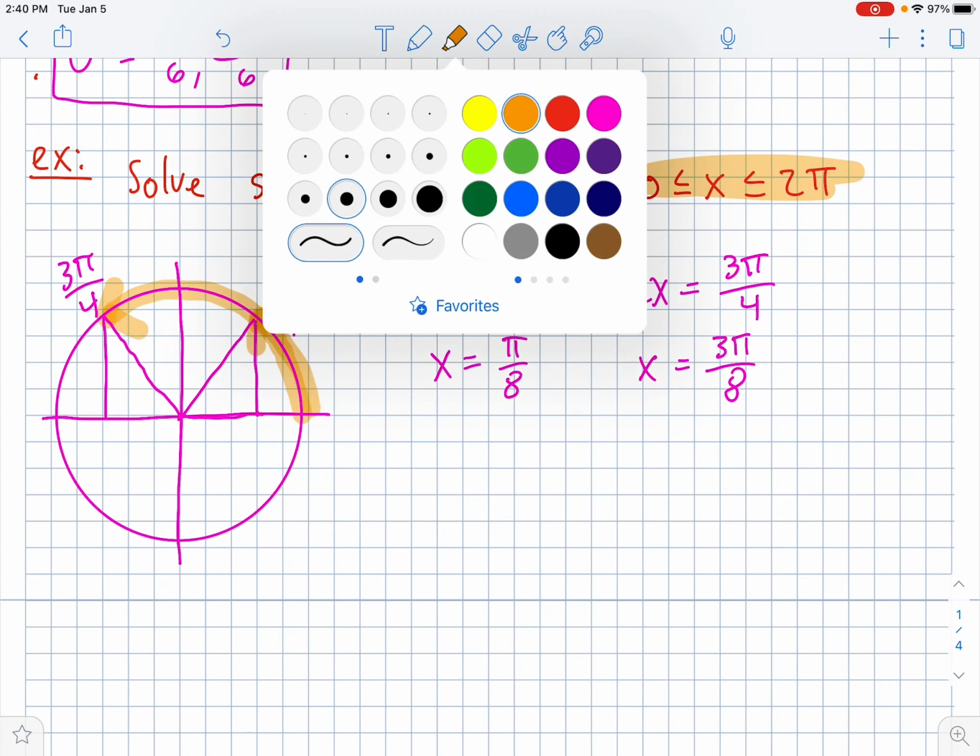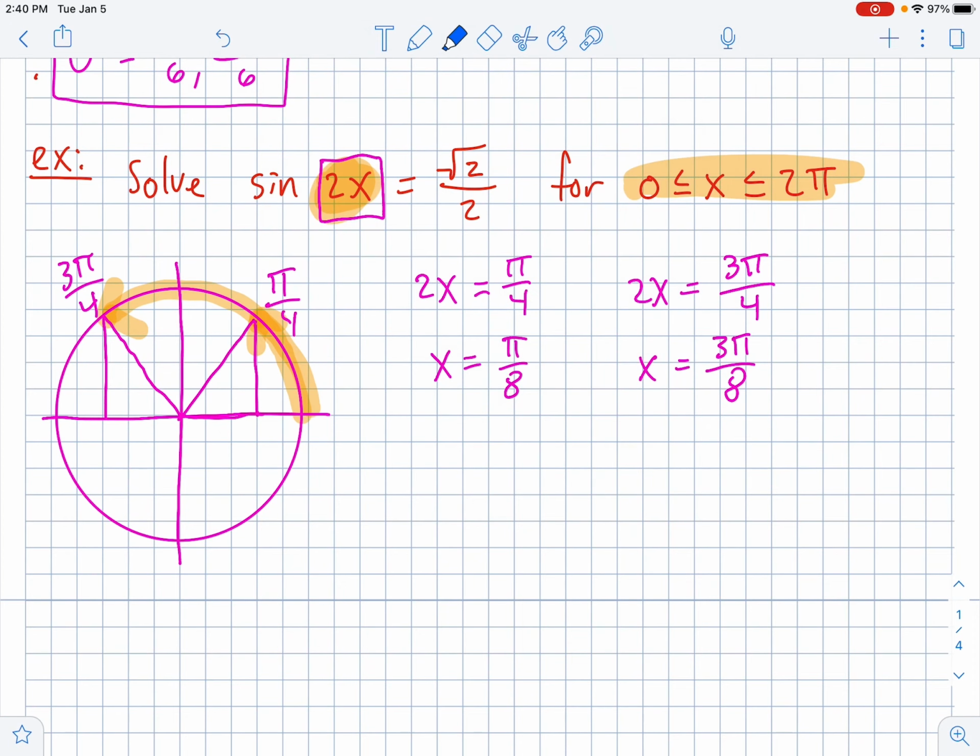So if you think about that theta, I'll use a different color, going around the circle, it's going twice as fast. When theta goes from 0 to 2 pi, it actually goes from 0 to 4 pi because they're getting doubled each time. So it's like from 0 to 2 pi, it goes once around, and then another 2 pi is a whole other way around. So we actually need to figure out where from 0 to 4 pi it hits root 2 over 2.